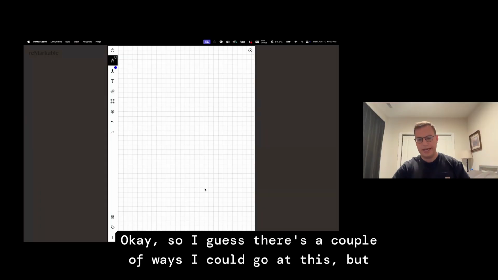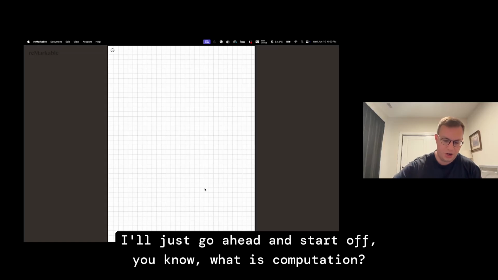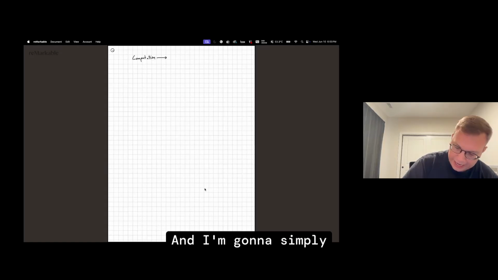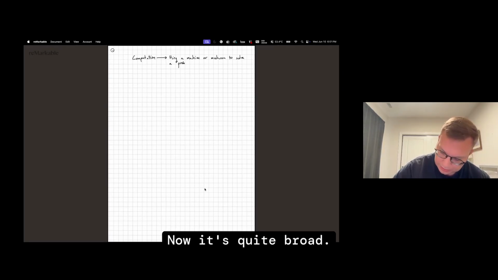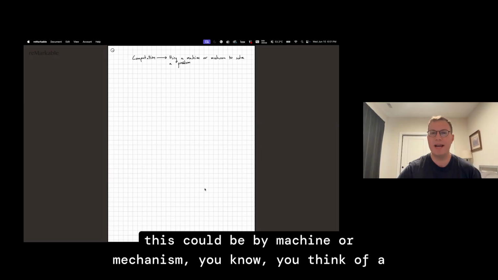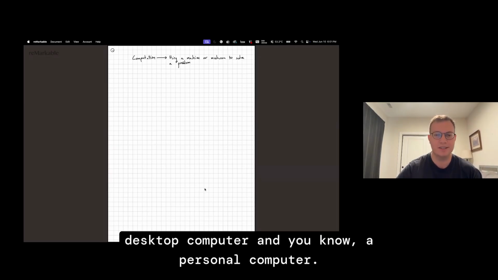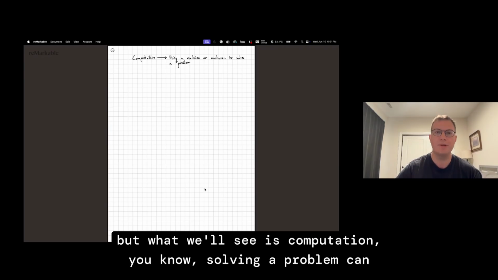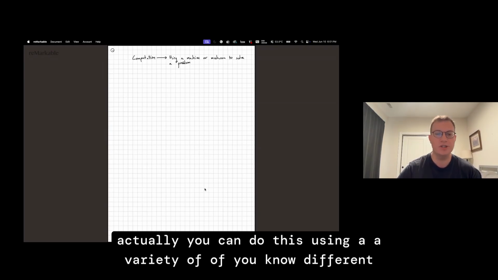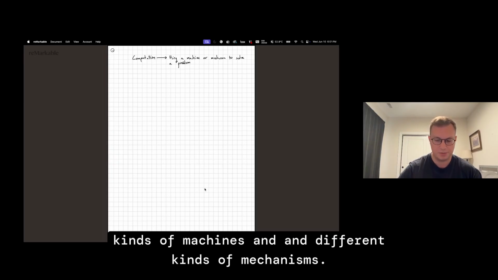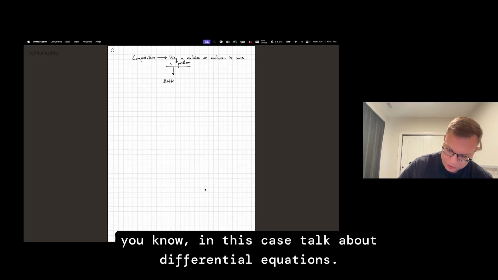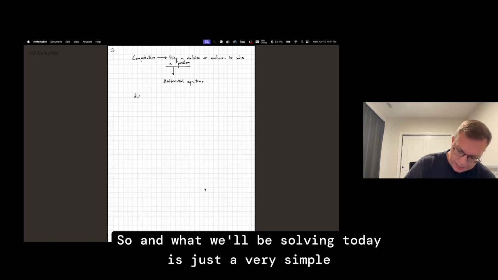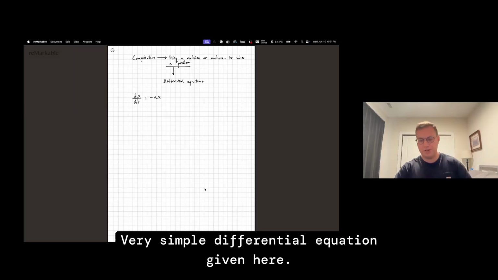Okay, so I guess there's a couple ways I could go at this, but I'll just go ahead and start off: what is computation? I'm going to simply say, using a machine or mechanism, solve a problem. That's quite broad. This could be by machine or mechanism. You think of a desktop computer and a personal computer. But what we'll see is that computation, solving a problem, you can do using a variety of different kinds of machines and different kinds of mechanisms. And by problem specifically, in this case we're going to talk about differential equations. And what we'll be solving today is just a very simple differential equation given here.